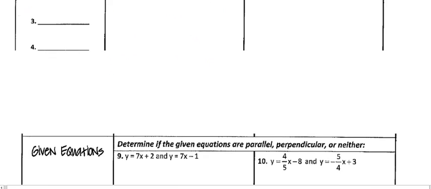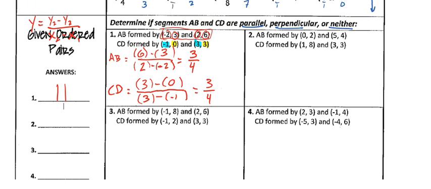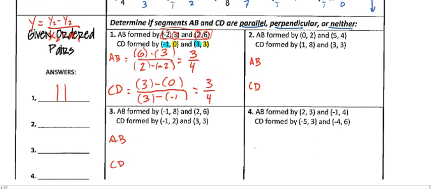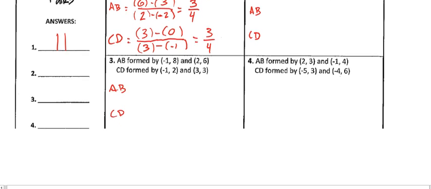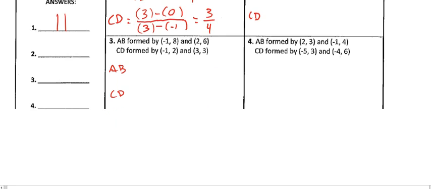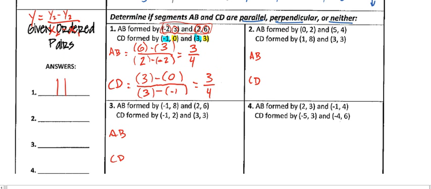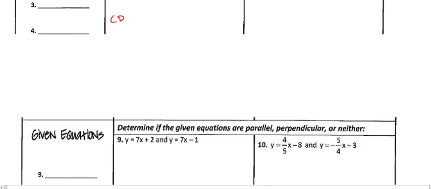Let's see, what else did I want to do with you guys? You guys can do the rest of these. You're going to find the slope of each and see if they're parallel, if they have the same slope, perpendicular, if they have opposite reciprocals. If they're just two random numbers that aren't opposite reciprocals or are not the same, then that's neither. Okay? Let's move on to the next page, and you can come back and finish these problems. Or if you'd like to pause now and do them before you come back, you can do that too. I'm going to move on.